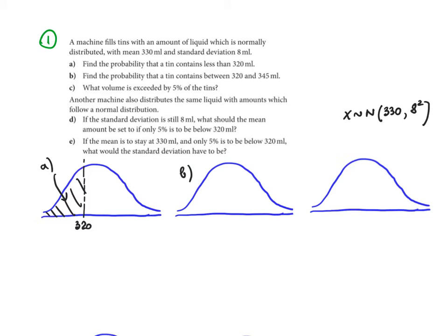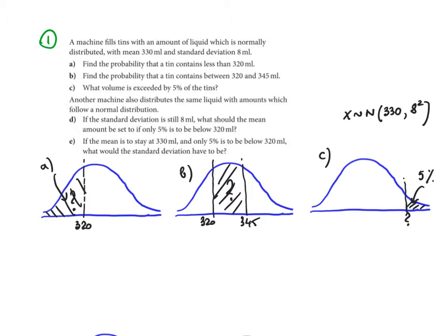Question B, what probability contains between 320 and 345? So I'm asked about this area. And question C asks, what volume is exceeded by 5% of the tin? So basically we are asked about the top 5%. So I'm giving this area this time. I know that this is 5% and I need to find this point. Whereas in the other cases, I need to find areas. So see how these questions are different.